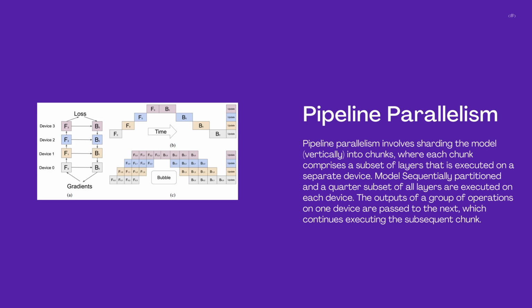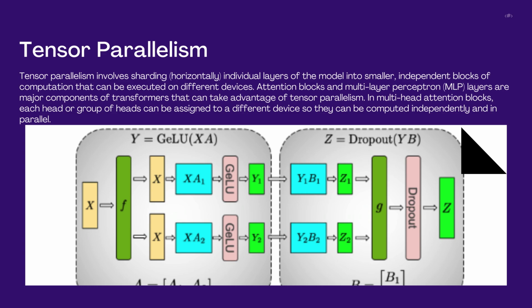Then there is pipeline parallelism, where you shard the model into chunks, where each chunk comprises a subset of layers that is executed on a separate device. And once these results are generated, you combine the results. There is also tensor parallelism, which involves sharding individual layers of the model into smaller independent blocks for computation. So this is much more on a granular level.